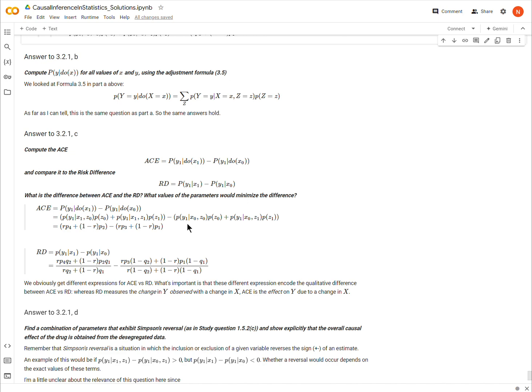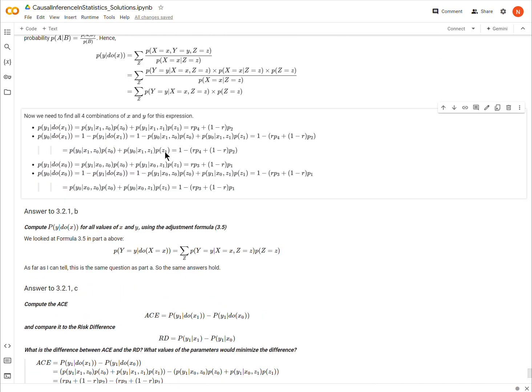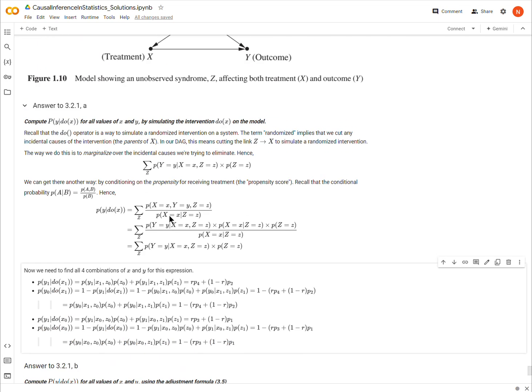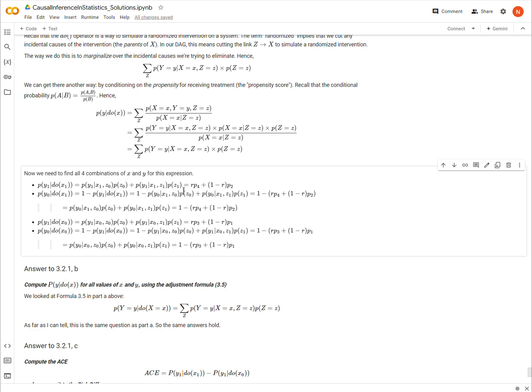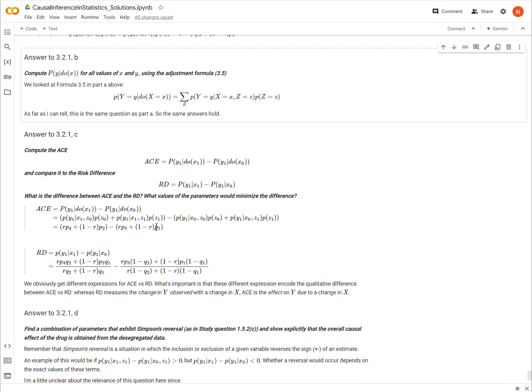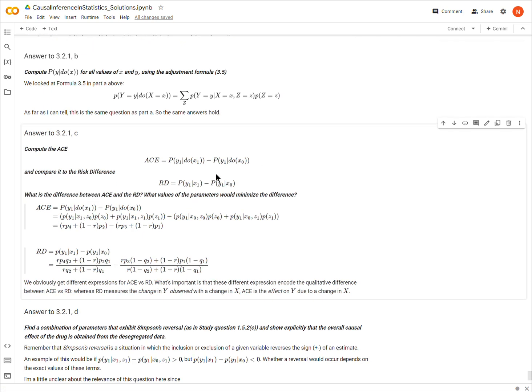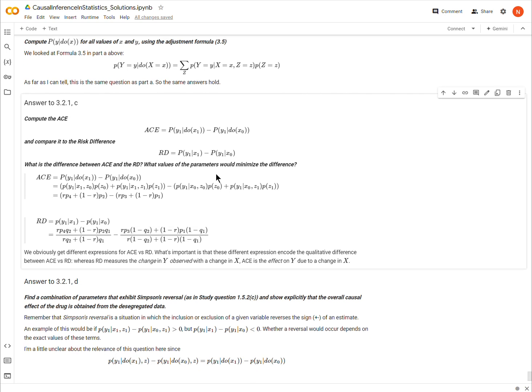Now, part B, we are meant to compute probability of y given do x for all values of x and y using the adjustment formula. I'm not really sure how this is different than the first question. So the answers here are just what we already went through. So I'm a little bit confused as to why. I don't really know what the difference is between the two questions. I think they're the same question. Okay, so on to C.